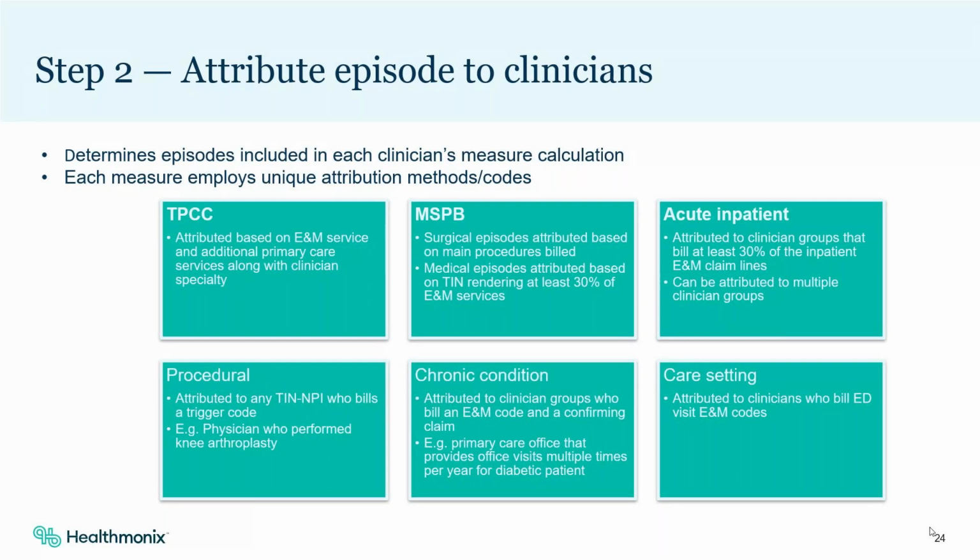Then what we do once we have episodes is we attribute them to clinicians. In the case of TPCC, we attribute based on that E&M service that's billed. In the case of MSPB, it's attributed either based on the actual procedure, if it's a surgical procedure, or clinicians providing at least 30% of the E&M services. In the case of acute care, it's again 30% of the inpatient E&M claims. So you can see there's various ways that these get attributed. Again, if you're interested in more information on any given one, you can look up the spec on the CMS site or you can contact us. Next slide.